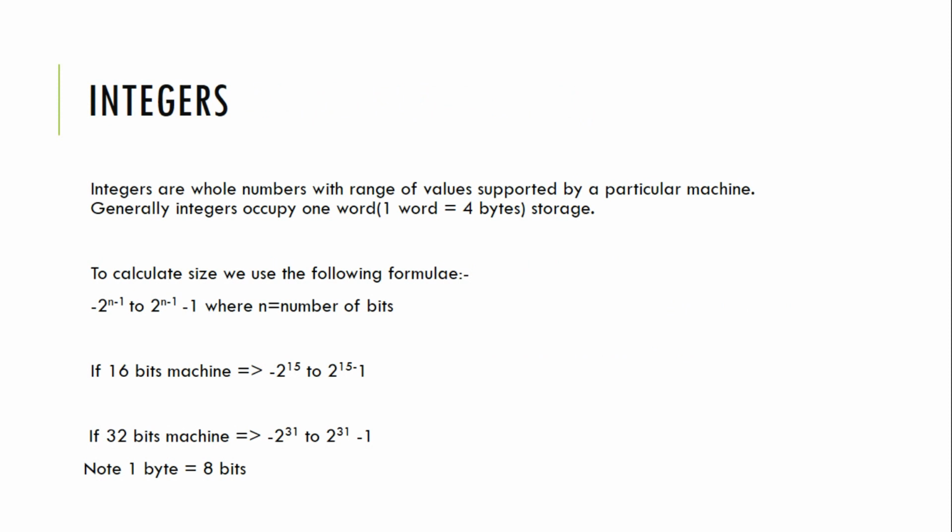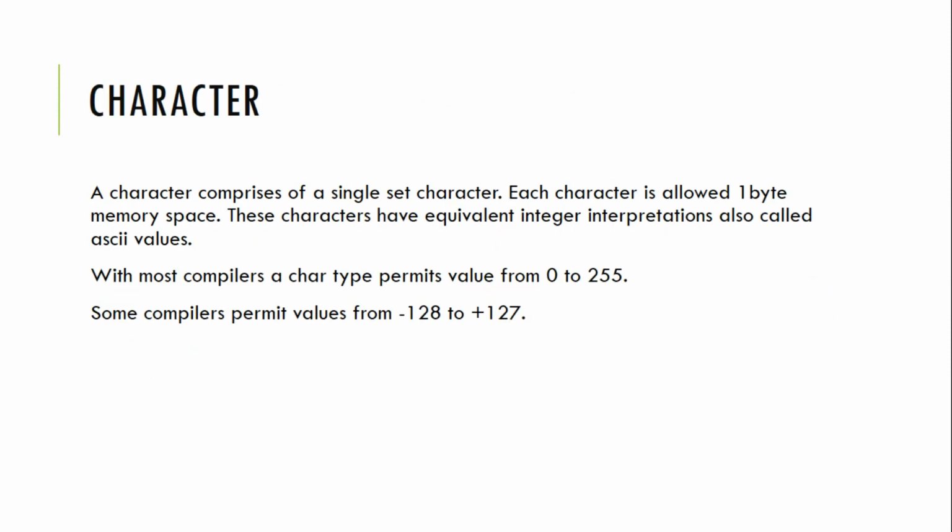Alright, I hope it is clear. So the next thing is character. Character means any value that can be a digit, alphabet, a special character, anything, but it has to be a single character. It can be held using the character data type. Now the memory space that is allowed for a character is 1 byte.